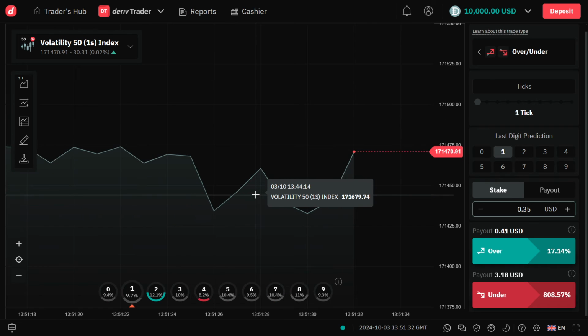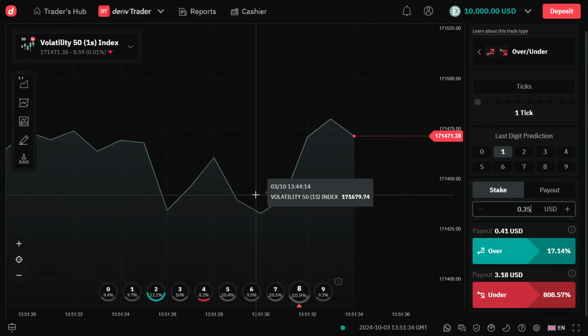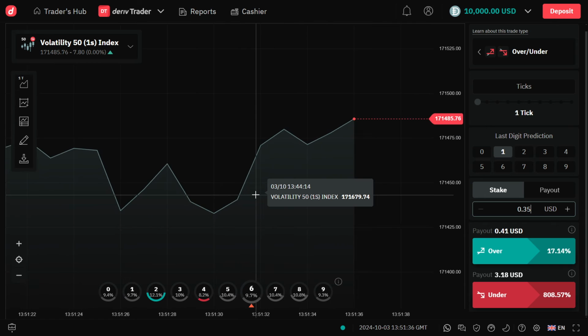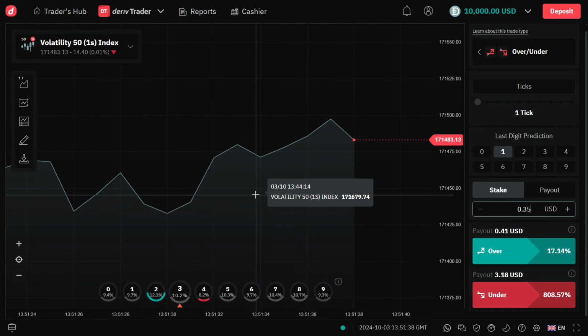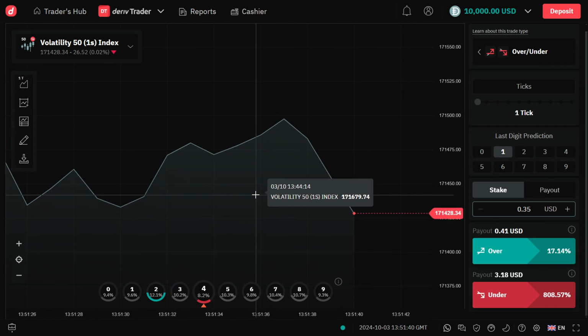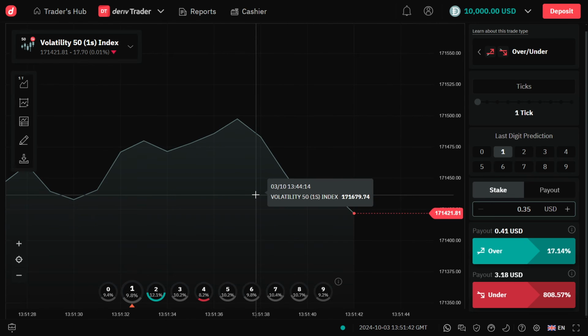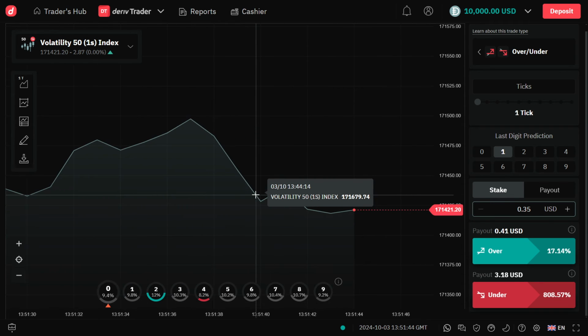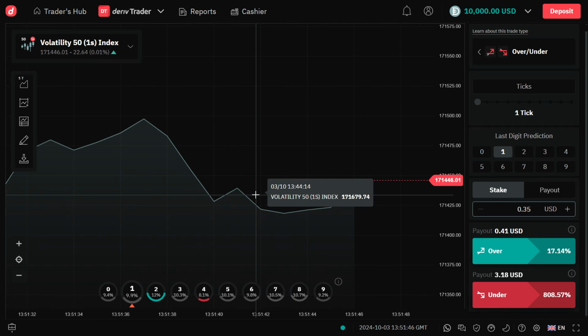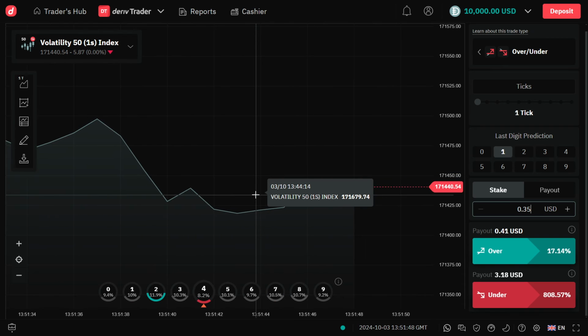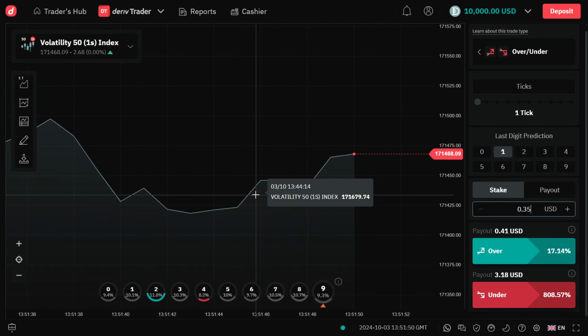So you should be very careful when executing over 1. It is a very nice strategy. It's a very nice market in hindsight, but if you look at it closely, it is much riskier. It is very risky, so you should be very careful when trading it.